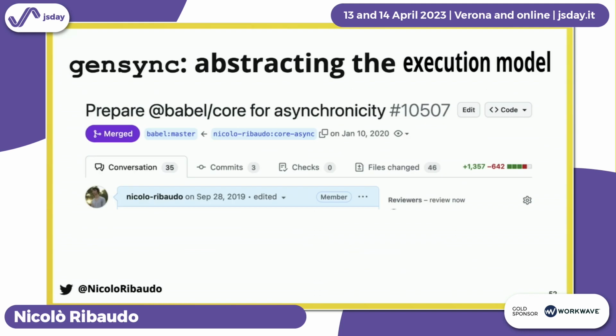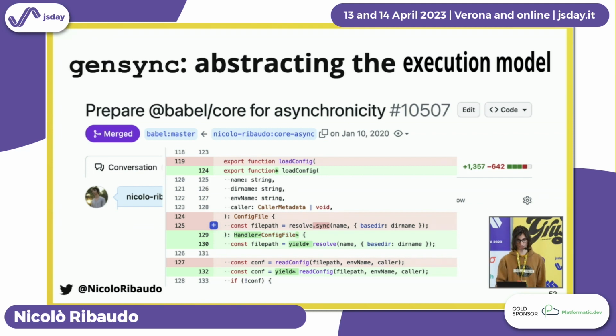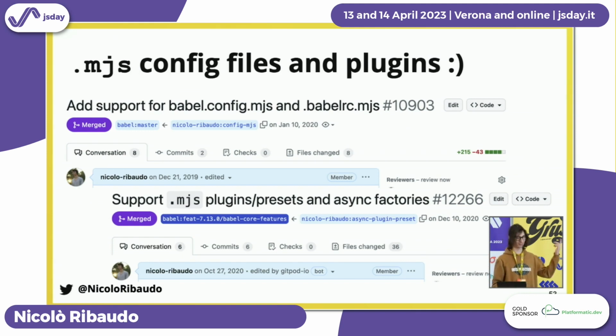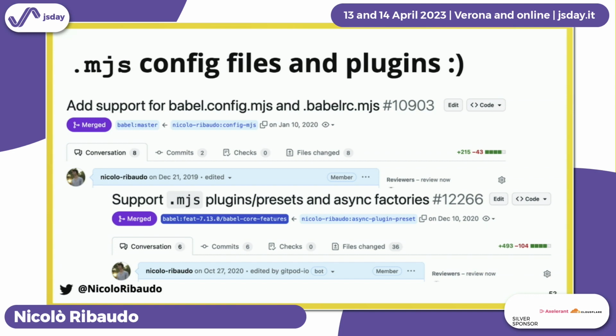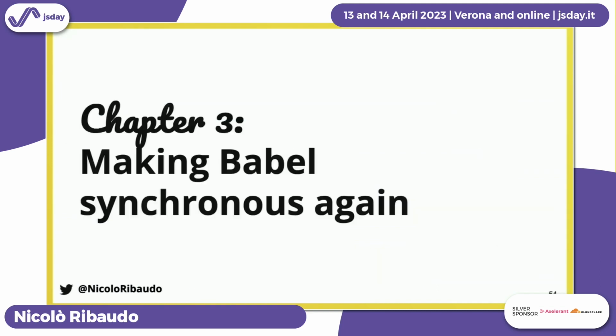And so in January, end of 2019, beginning of 2020, we finished preparing Babel core, which is the config loading package, for asynchronicity, thanks to this gensync package. And this was maybe 1 or 2 months after Node.js unflagged their ESM implementation. You can see a pull request is literally just adding some generators here and there. Shortly later, we supported MJS config files, and a year later, ESM plugins and presets. This was lower priority. I don't really know why it took us 1 year, but what was important was that config files supported ESM as soon as possible.